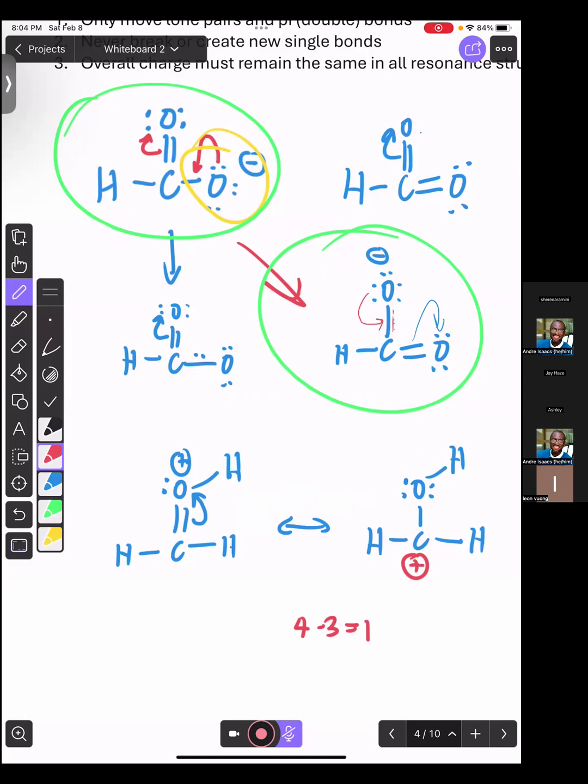And therefore, both resonance forms are good, right? There's one single positive charge on the left molecule and one single positive charge in the right molecule. And so this is a good resonance structure. Well, not an excellent one, but an acceptable resonance structure. And so this is how you do it.